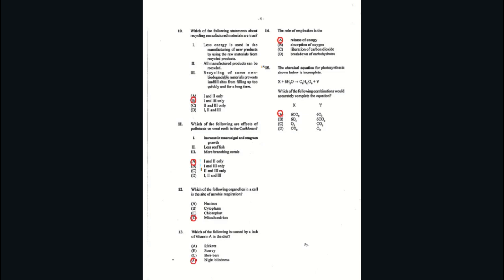Which of the following are effects of pollutants on coral reefs in the Caribbean? So 1 says increasing algae and seagrass growth, and then 2, less reef fish, and then 3, more branching corals. So the answer is going to be 1 and 2 only, so it's going to be A. So the more pollution we have in our coral reefs in the Caribbean, more macroalgae, and then more seagrass growth, and obviously less reef fish.